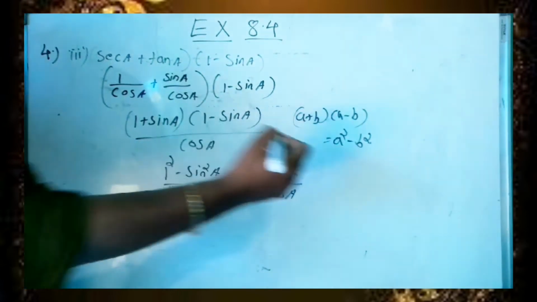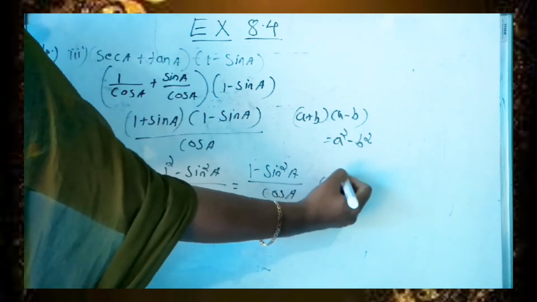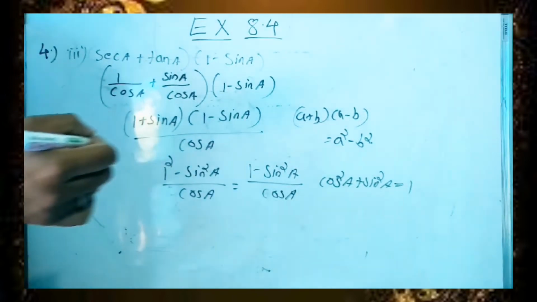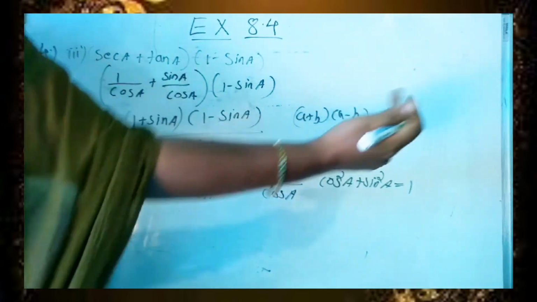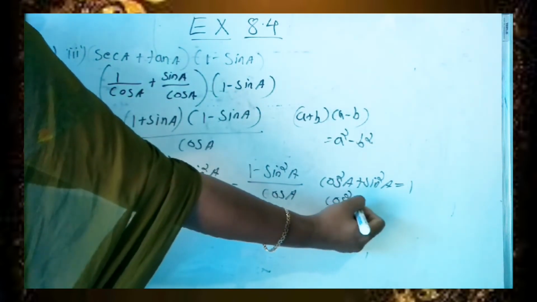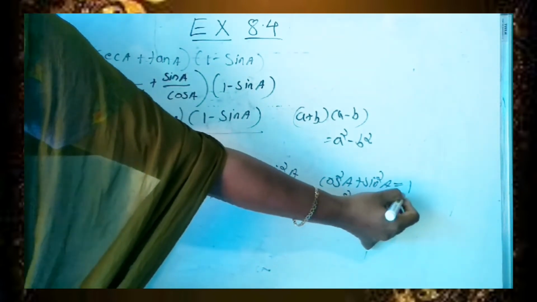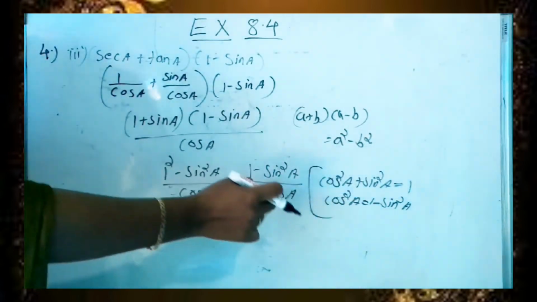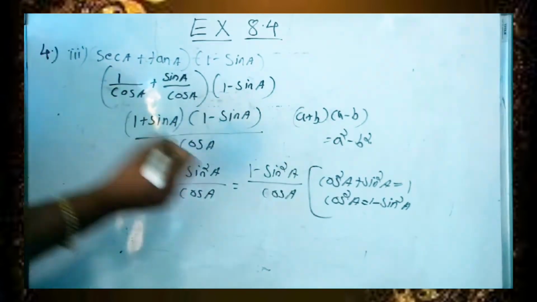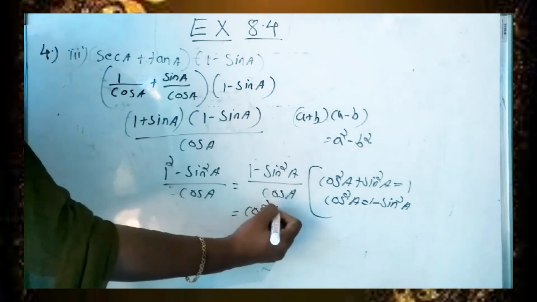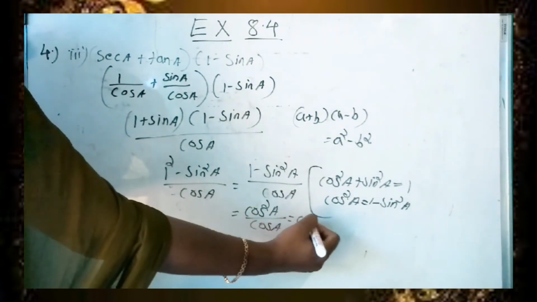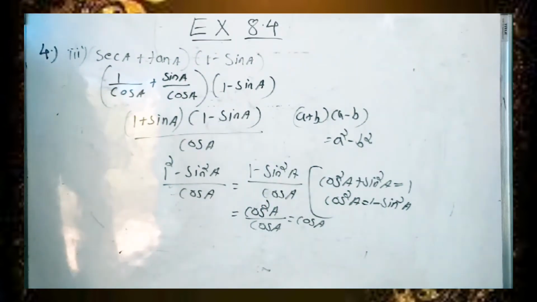And the trigonometric identity, that is cos square A plus sin square A is equal to 1. Just take the sin square A to the RHS, then we will have cos square A is equal to 1 minus sin square A. So this 1 minus sin square A, I can replace by cos square A. So cos square A divided by cos A. One cos A gets cancelled and we will get cos A. Okay, that is option number D.